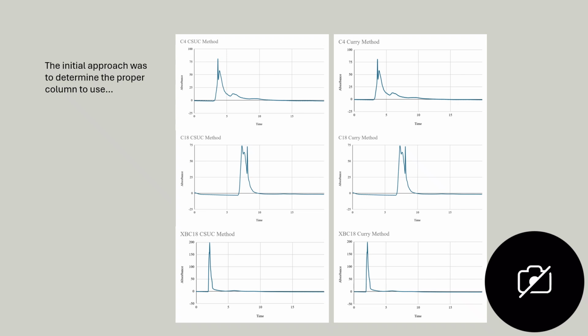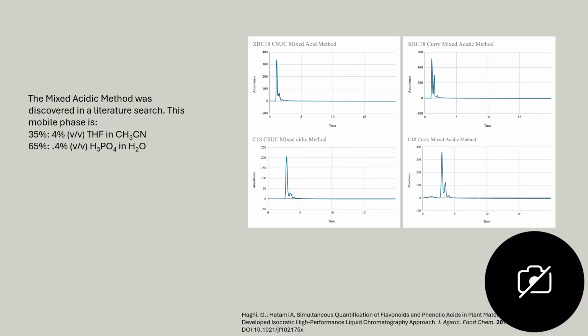And so what we ended up taking from this was the bottom 2. We ended up bringing them forward for further testing, and that was the mobile phase. So here we started doing the mixed acidic method. It was something that we found in a literature search, and it's kind of a nasty combination. Here we have 35% of 4% this, and 65% of 0.4% volume for volume of this.